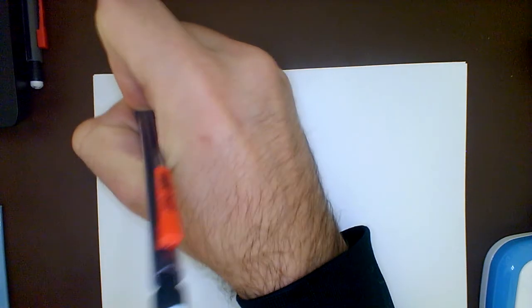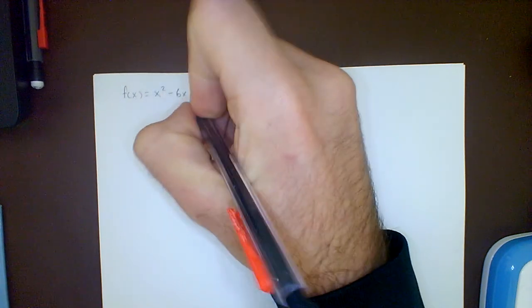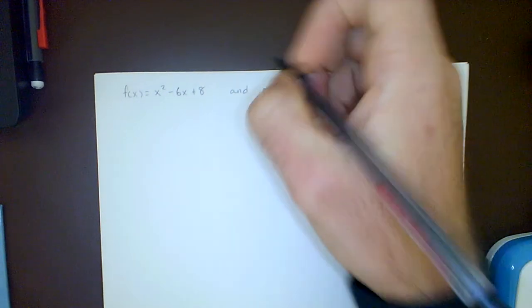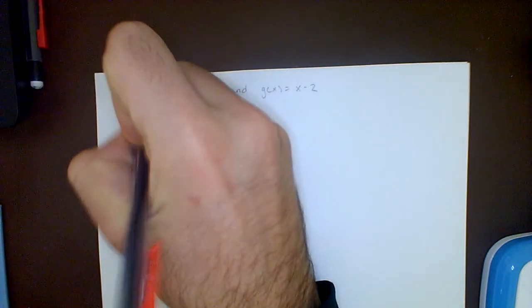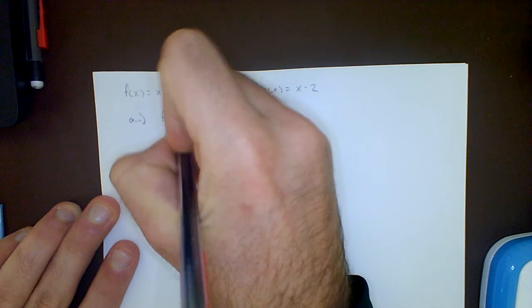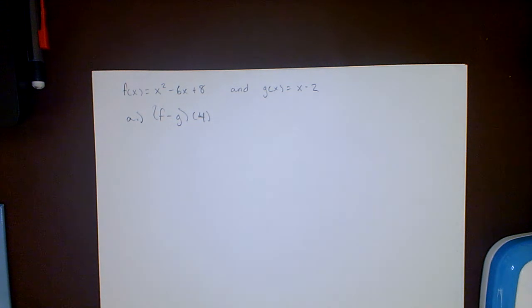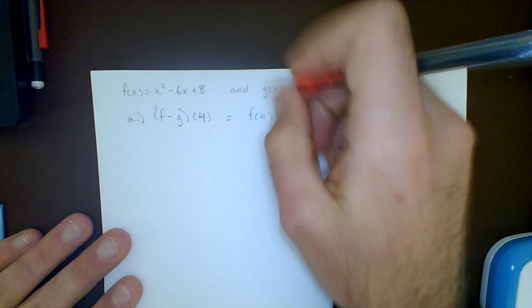So f of x is equal to x squared minus 6x plus 8, and g of x is x minus 2. Okay, so first we're going to find f minus g of 4. So this is equal to f of 4 plus g of 4. Oh, minus.